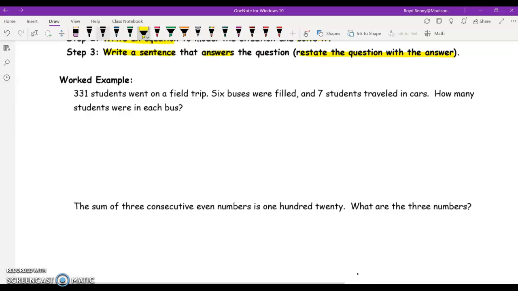Let's move on down here to our first example. In this example, I noticed that 331 students went on a field trip, 6 buses were filled, and 7 students traveled in cars. How many students were on each bus? So I'm going to let the question help me set up the variable. I'm going to let B equal the number of students on the bus.